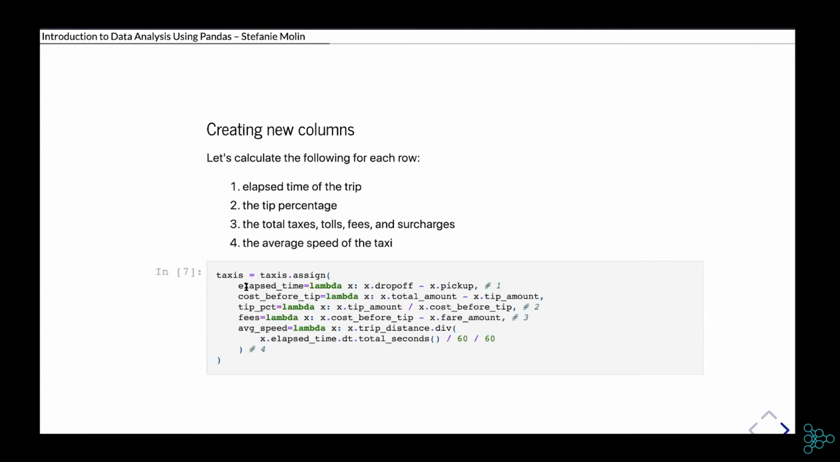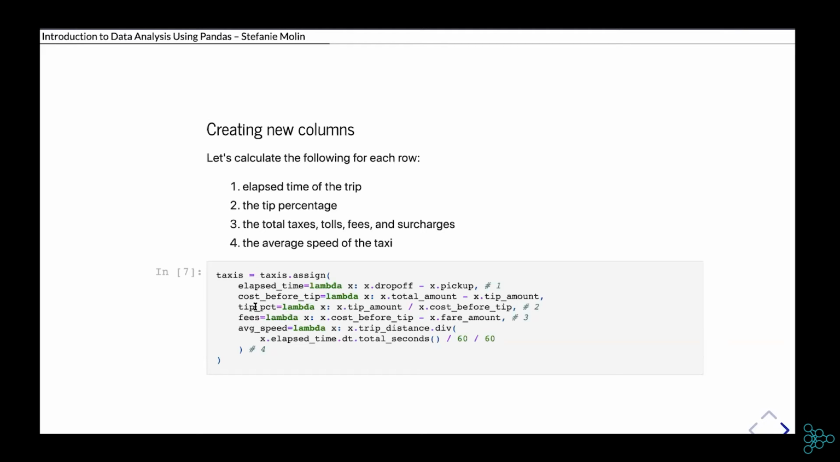Then for handling parts 2 and 3, we actually need an intermediary column. And that's what we're creating here, cost before tip. Once again, we're using a lambda. So this is the total amount minus the tip amount. And now we're going to see another reason why we want to use lambdas.